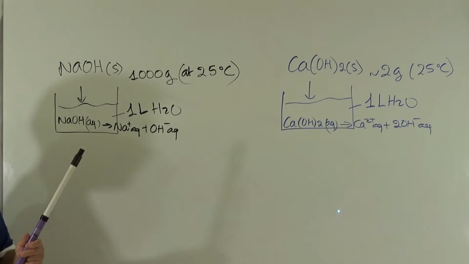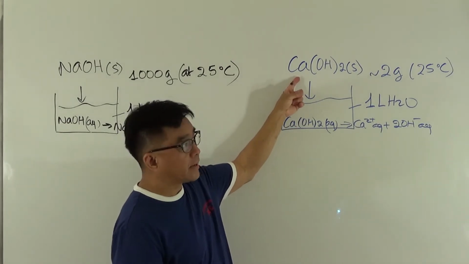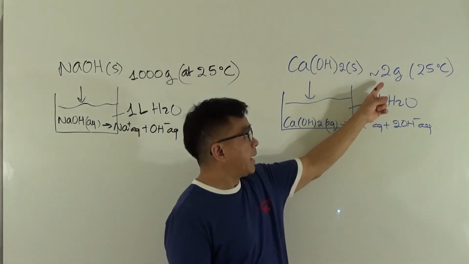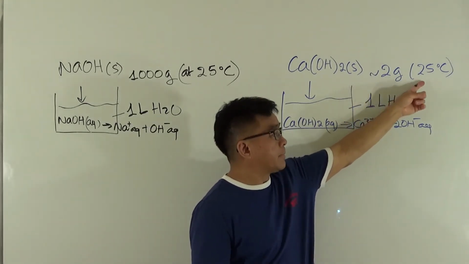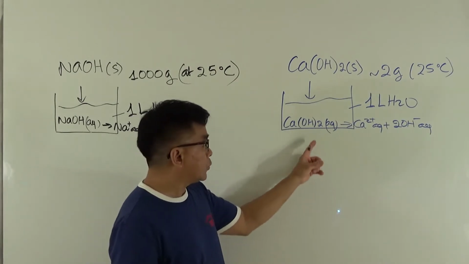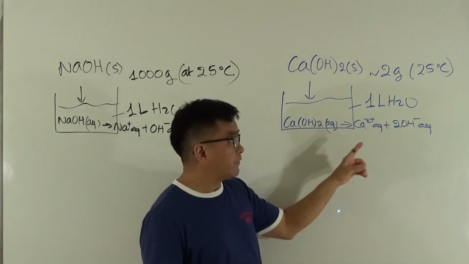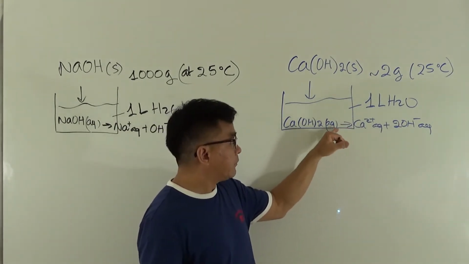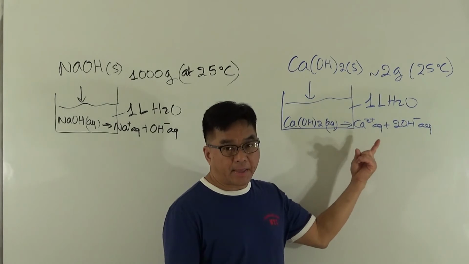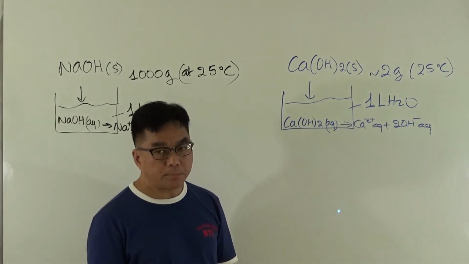Now for a group 2A metal hydroxide like calcium hydroxide, if you put that in 1 liter of water, you will find that only about 2 grams or so dissolve at about 25 degrees Celsius, not a whole lot. But whatever goes in solution to become aqueous calcium hydroxide dissociates 100%. Because the dissociation is 100%, we write it with a one-way arrow, and therefore it qualifies as a strong base, because a strong base, like a strong acid, by definition dissociates 100%.